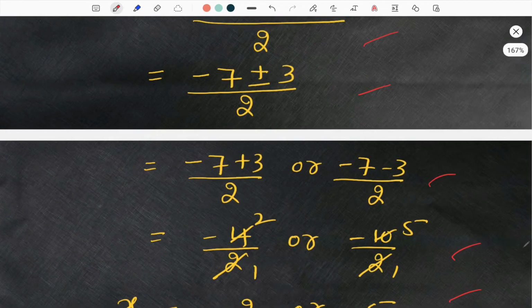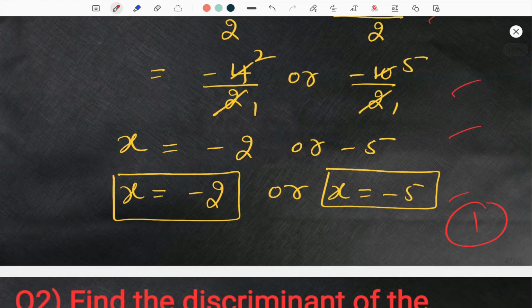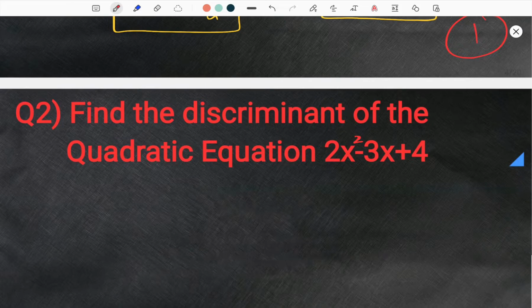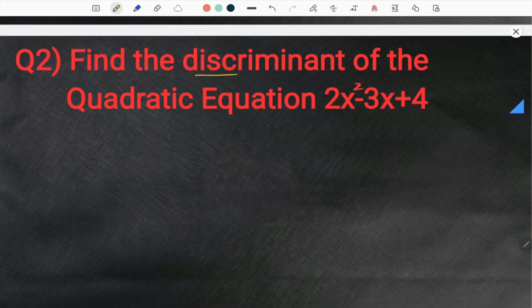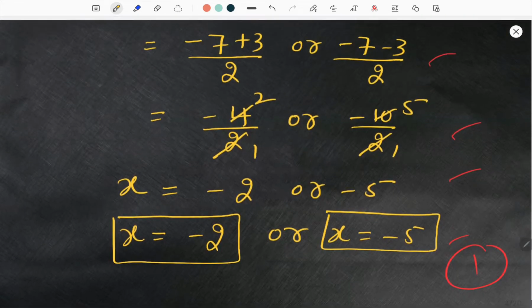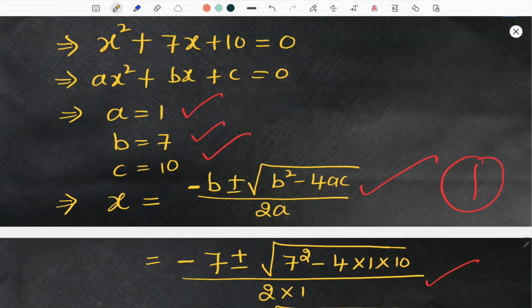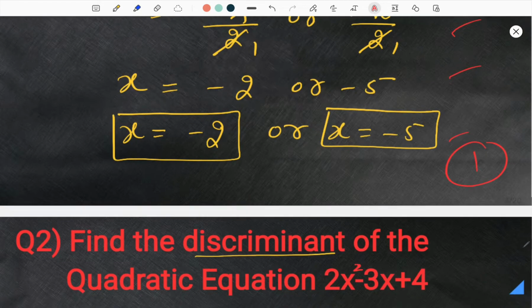So this is a very famous question which is asked every year. Now the second famous question goes like this. The question is: find the discriminant of the quadratic equation 2x square minus 3x plus 4. Discriminant, you know, right? In the quadratic formula we have used this b square minus 4ac. Whatever this b square minus 4ac is, this itself is known as the discriminant. So let us find out that value.